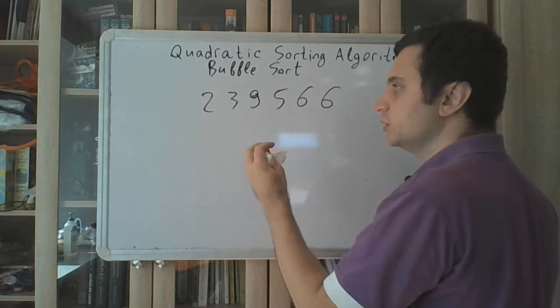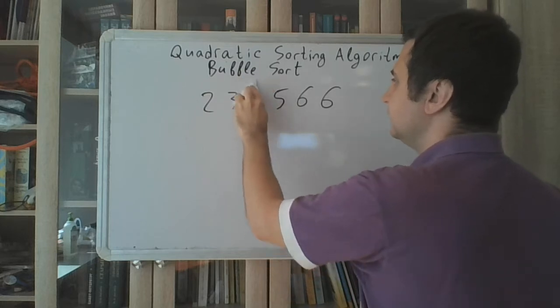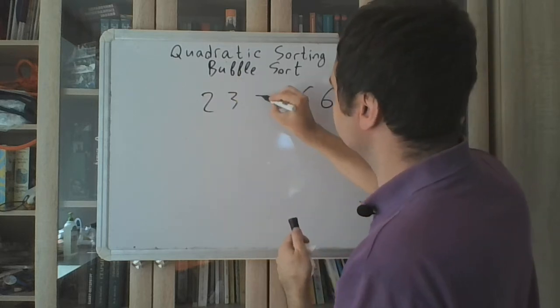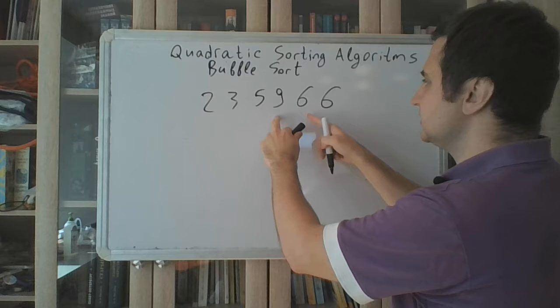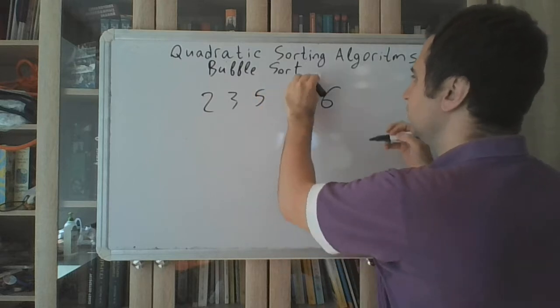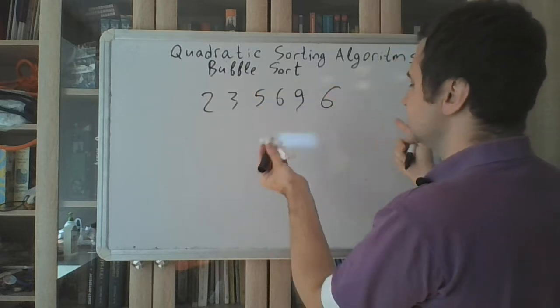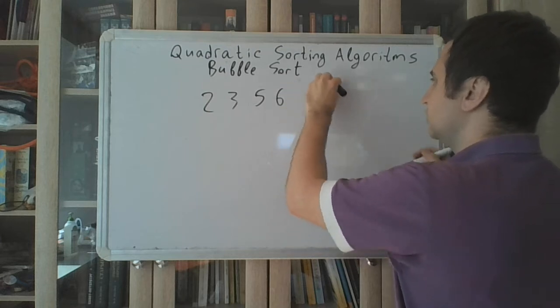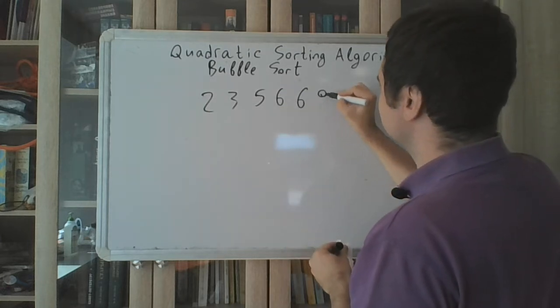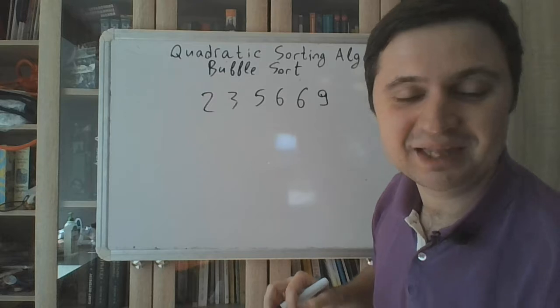3 and 9 are not swapped, they are wonderful. 9 and 5 are swapped because the order is wrong. 9 and 6 are swapped because the order is wrong. Oh, my example is too easy, but anyway.